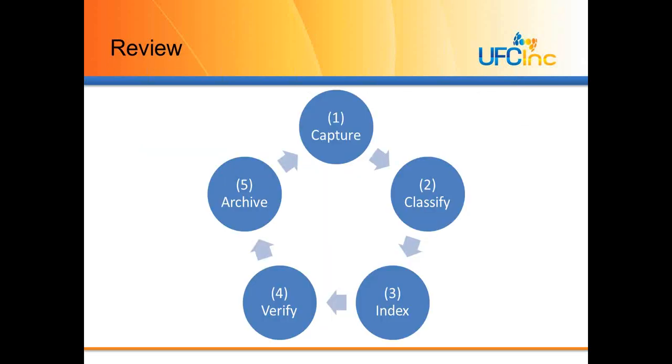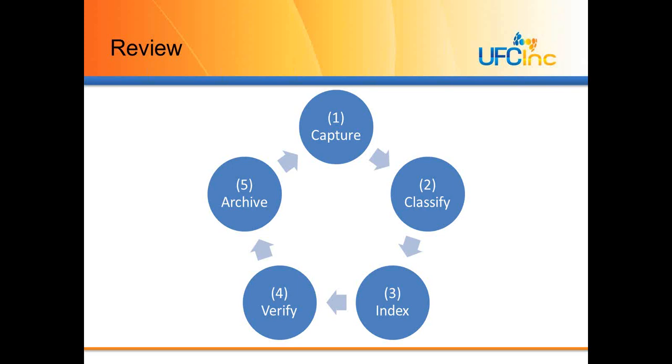So let's review the process. Step number 1 is capturing the document. That's where we put the document in digital form. Step number 2 is classifying the document, and that's where we verify that the document is separated correctly and ordered correctly. Step number 3 is indexing the document. What we do there is that's when we assign values where we can reference that document at a later time.